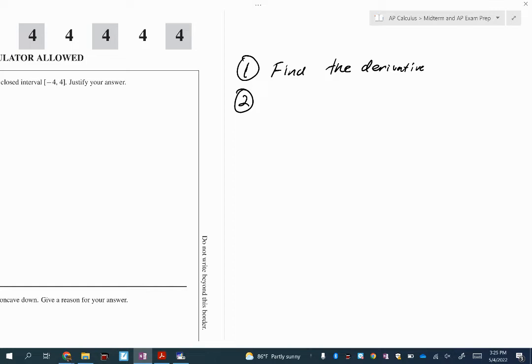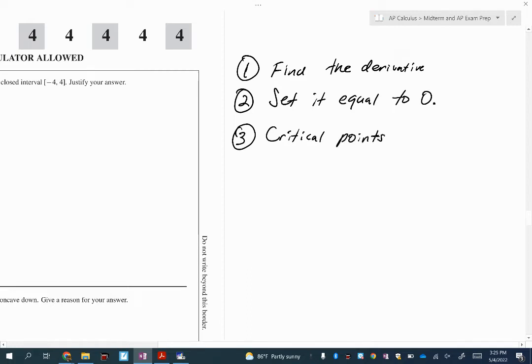Do you remember what happened after you found this derivative? Set it equal to 0. Okay, and what happens when I find what values make that derivative 0? Do you remember what those are called? There's something in calculus. It's okay. We still have many days till the exam. They're called critical points.